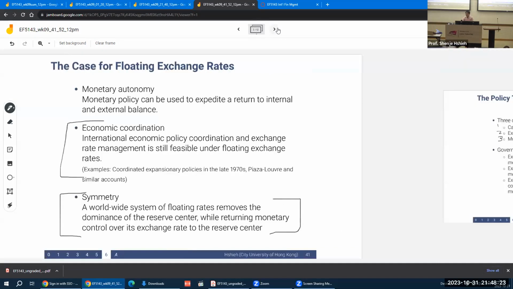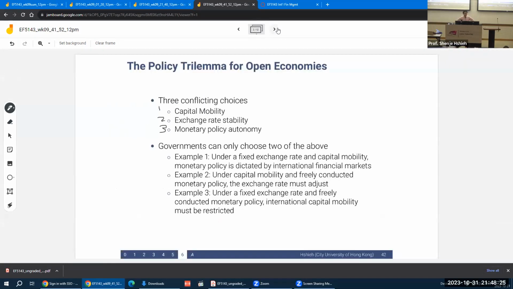Okay, so those are the basic ideas. And we can obviously summarize these trade-offs in what's called the policy trilemma for open economies, which is basically saying that you can't have it all. If you peg, you can't have floating. If you have the features of floating, you can't have all the features of peg. So there are trade-offs. You can't have all the benefits from every type of system.